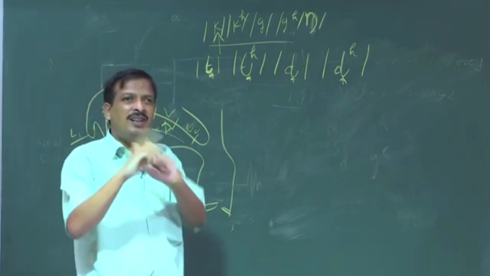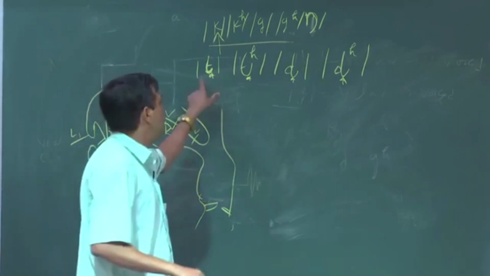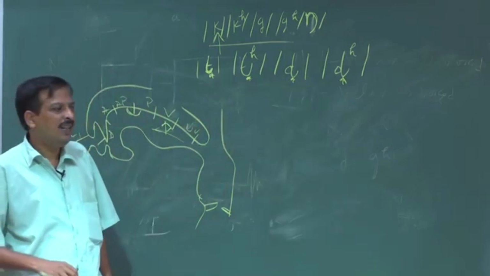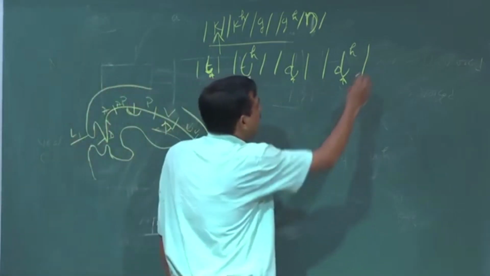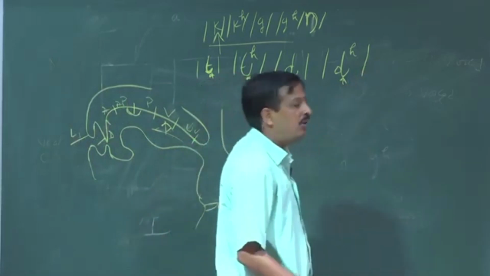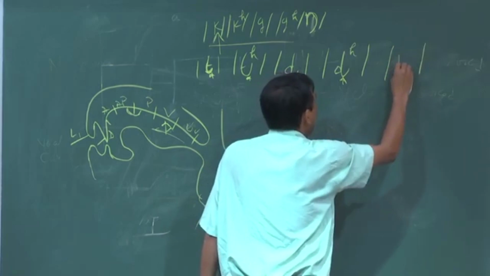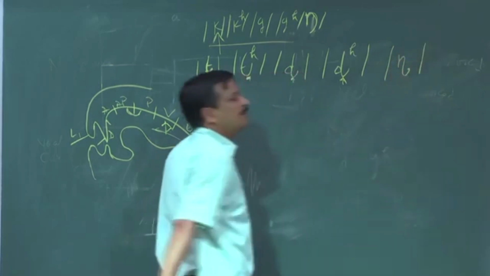Depending on the place and manner, I am writing the symbol. Then for the retroflex nasal, I can write it here, which is nothing but an n, but curled back.